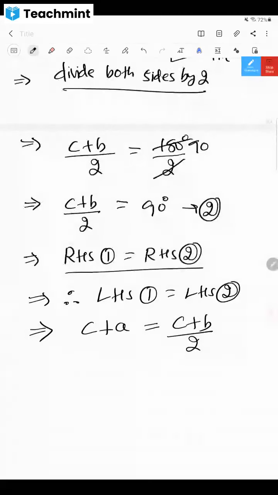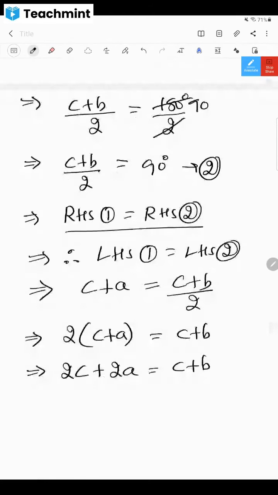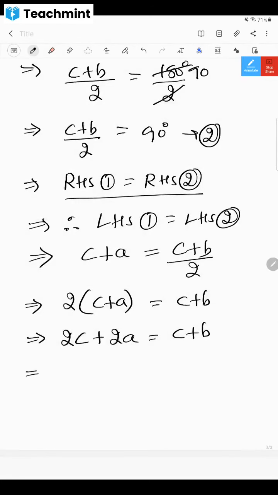Now if you send this to this side, it becomes multiplied. 2 bracket C plus A is equal to C plus B. Then what will I get? I'll get 2C plus 2A is equal to C plus B, no? Actually, what I'm supposed to prove is very important, although I'm getting so many things here.